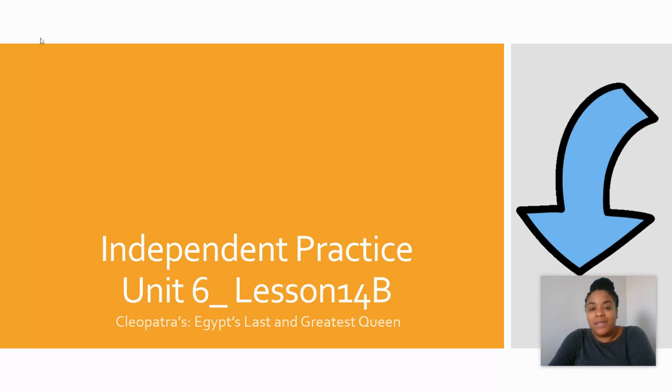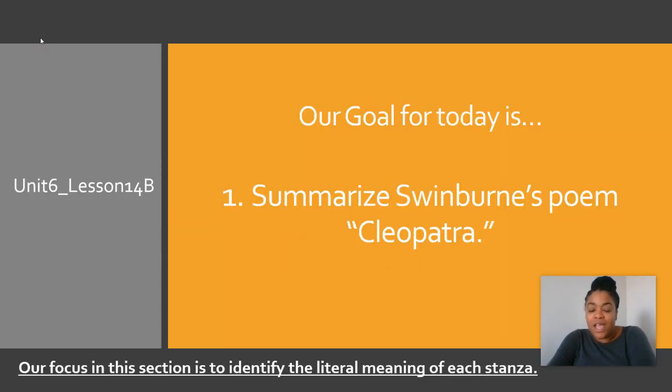In this next independent practice, we are breaking down stanzas 3 and 4 to find the literal meaning of stanzas 3 and 4. So our goal for today is, after we've gone in and broken down stanzas 3 and 4, to summarize the overall poem, Cleopatra. At the end of today's lesson, we should be able to offer a summary that tells us the literal meaning of the entire poem.